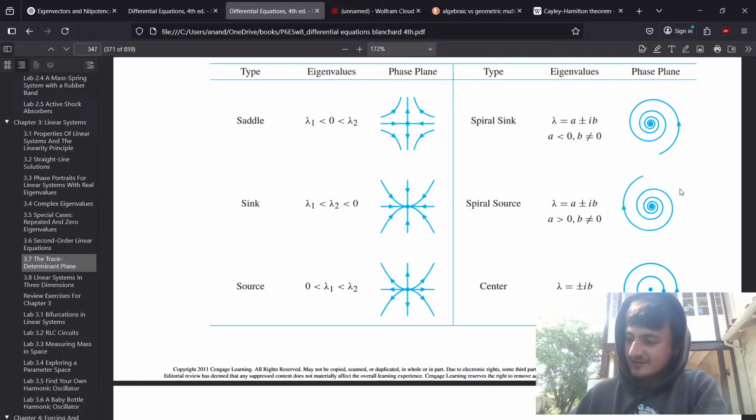All right. So the zero source case, so these are not filled in here. The zero source is going to be where lambda 1 equals 0 and lambda 2 is greater than 0. And then we have the both 0 case, lambda 1 is equal to 0 is equal to lambda 2.